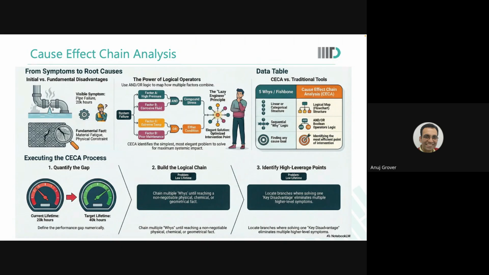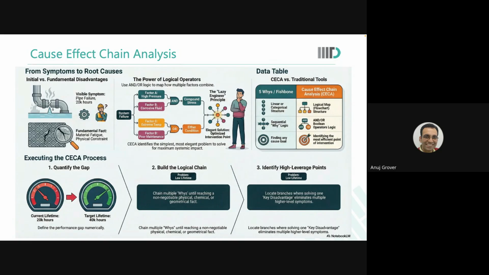A model or a method, I would not use the word model, I would rather use the word method to identify the root cause of a problem. The problem we call the initial disadvantage, and the root cause we call the key disadvantage. Where we go, we ask many whys. We ask first why, second why, third why. We go on asking whys, and we go deeper into the problem. And we say, okay, we have identified the key disadvantage.